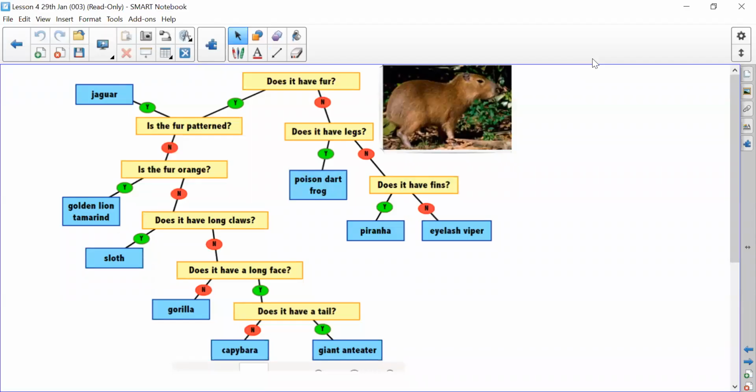So be careful to be accurate when you're asking the questions and checking, because it has a hint of orange, but is it actually orange? Probably not. So let's do it again. Does it have fur? Yes. Is the fur patterned? No. Is the fur orange? No. Does it have long claws? No. Does it have a long face? Yes, it does. Does it have a tail? No. It must be a capybara.